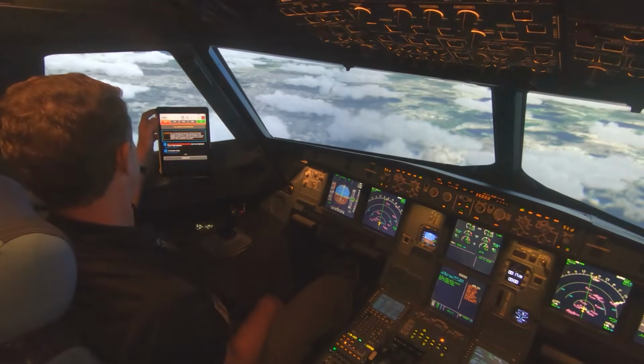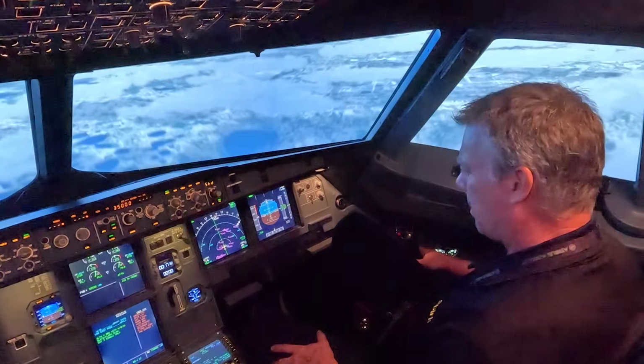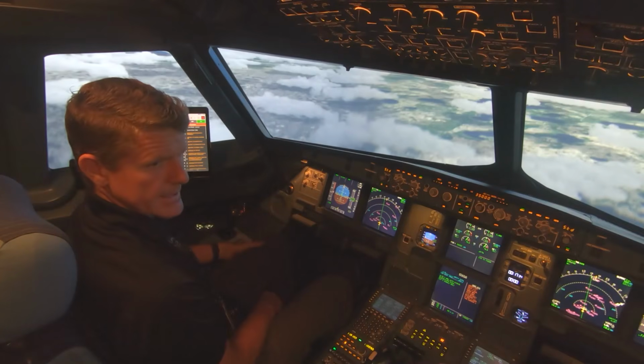Let's see what the crew does. Nope, there's no system reset for this. Okay. Any additional procedures you can think of? Not that I can think of now.